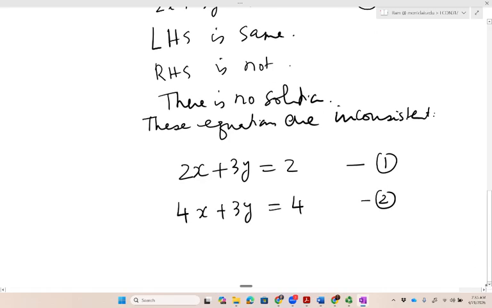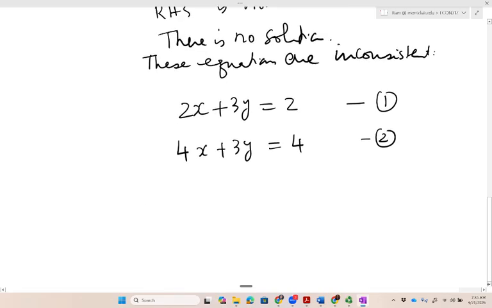Now you can see the second equation is somehow related to the first one, in the sense that if I multiply the first equation by 2, I am able to get the second equation. Right, left hand side is exactly 2 times the first equation. Left hand side of equation 2 is exactly 2 times the left hand side of equation 1, and similarly on the right hand side. So in this situation also, we will not be able to get a unique solution.